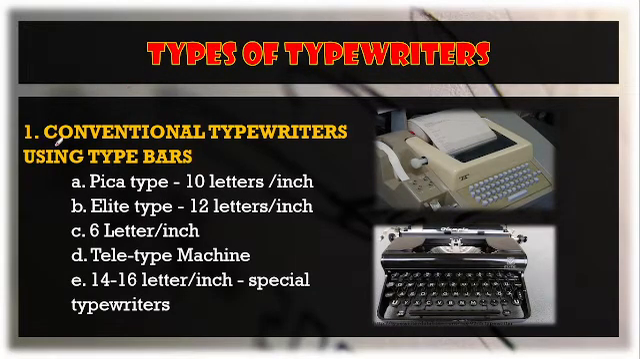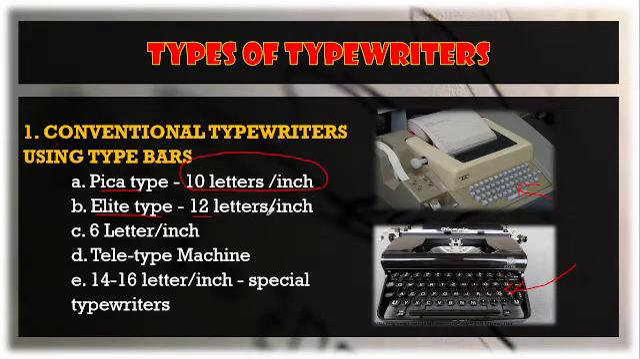So now we have here the different types of typewriters. Unang-una po dyan ay conventional typewriters using typebars. As you can see in here, it has typebars, and we have here a Pica type. Okay, so mas malawak yung spacing. Kaya kung mapapansin ninyo, 10 letters per inch lang po yung kaya niyang isulat, or yung kaya niyang i-imprint, I should say. So mas malalaki yung letters niya, comparing to elite type, okay, 12 letters per inch.